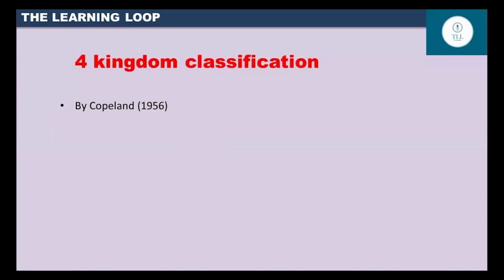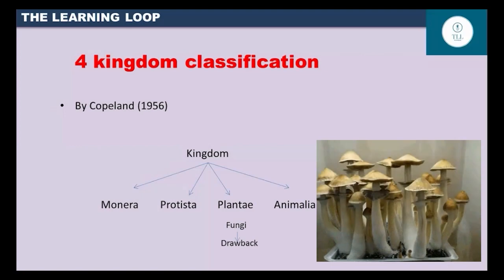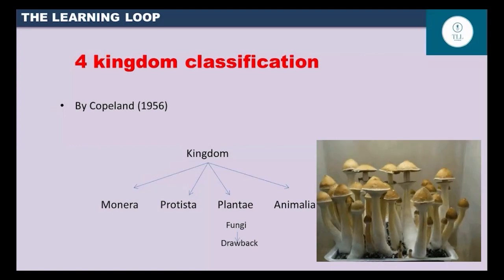Then, in 1956, Copeland gave a four kingdom classification system, and the four kingdoms were Monera, Protista, Plantae, and Animalia. But the drawback of this system was that fungi, which is a non-photosynthetic organism, was placed under the kingdom Plantae.